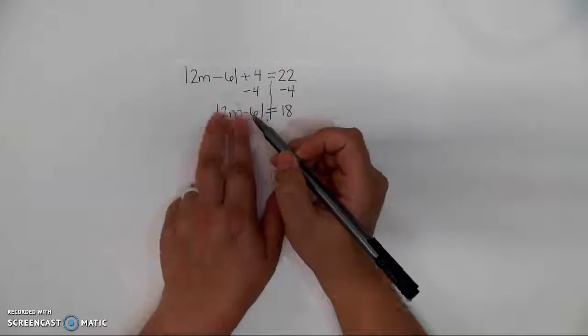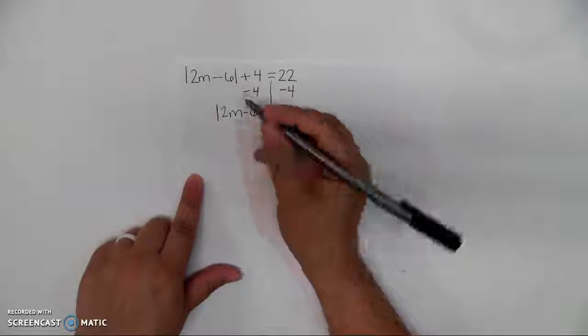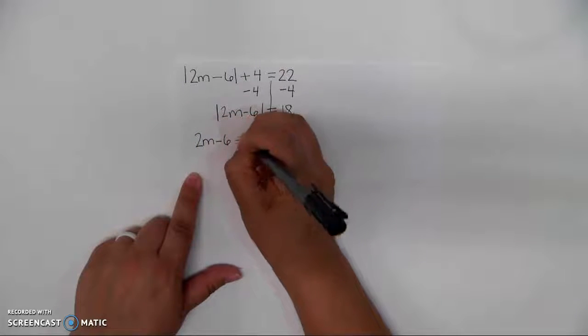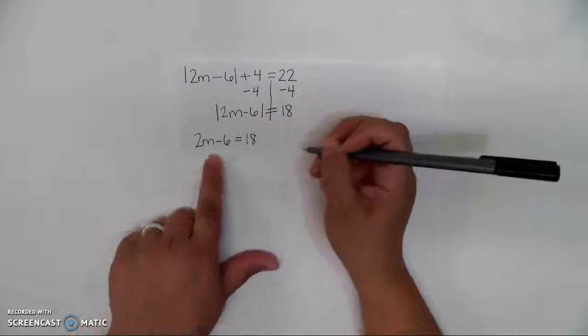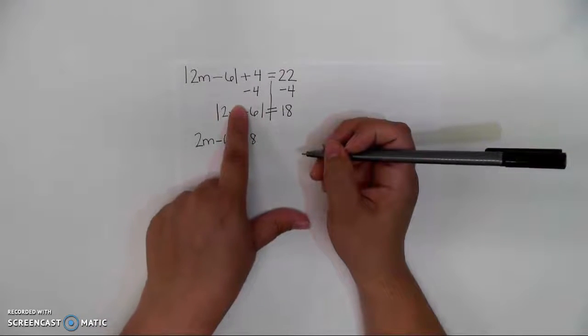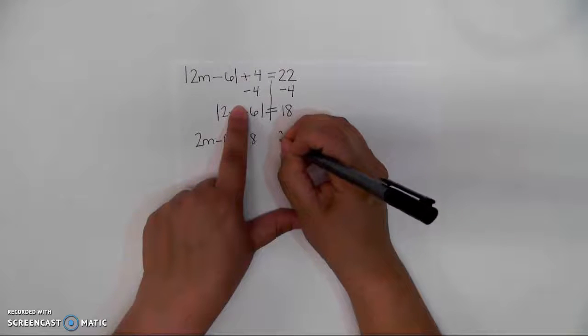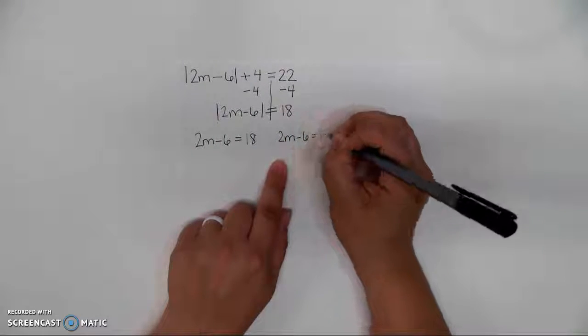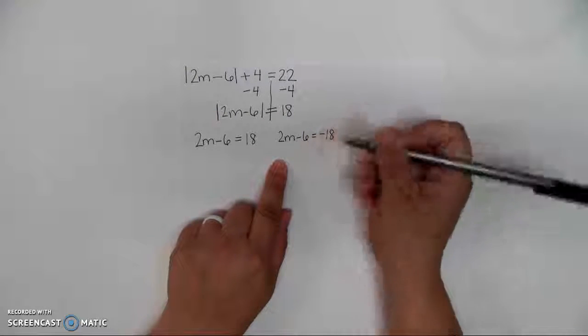So what we're going to do is we're going to take this absolute value, what's on the inside of that absolute value, 2m minus 6. We're going to set it to the positive 18, but because 2m minus 6 could equal 18, this whole guy right here could equal 18, it could also equal negative 18. So I'm going to set up my second equation, 2m minus 6 equals negative 18. And I'm going to solve both of these equations.